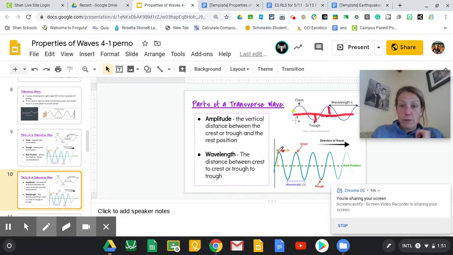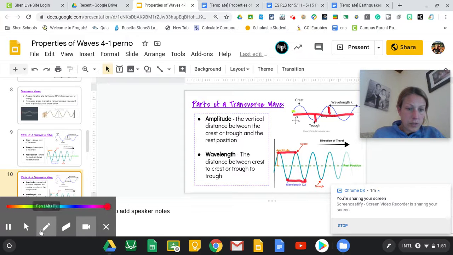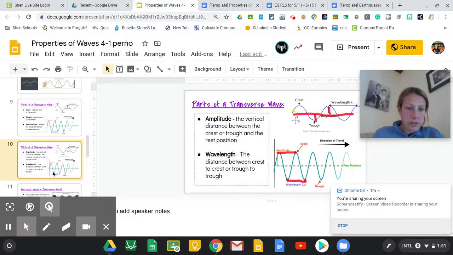Wavelength is measured from crest to crest. So this would be the wavelength, or trough to trough. It doesn't matter, as long as you're going from one consecutive crest to the next, and one consecutive trough to the next. All right, so moving on to our next thing. Okay, so let's now get to the pointer.